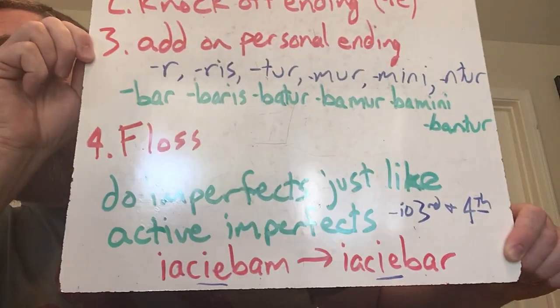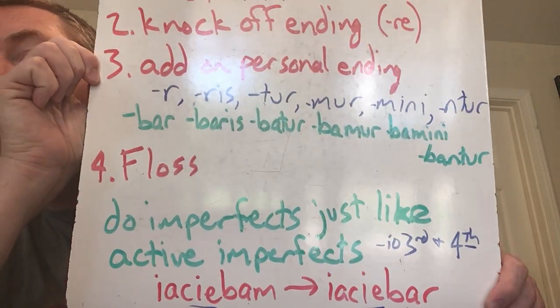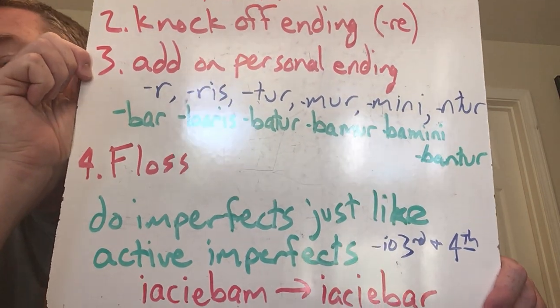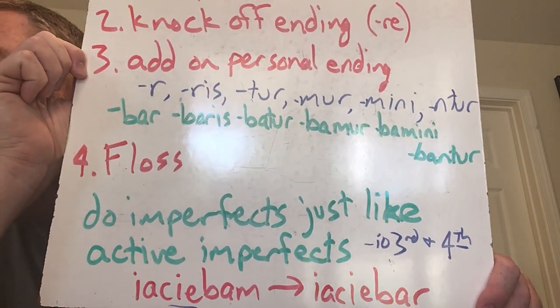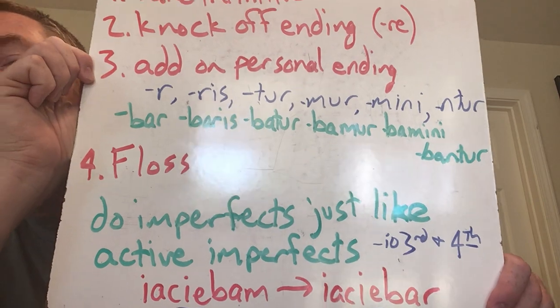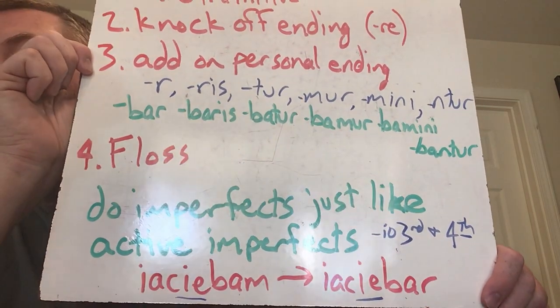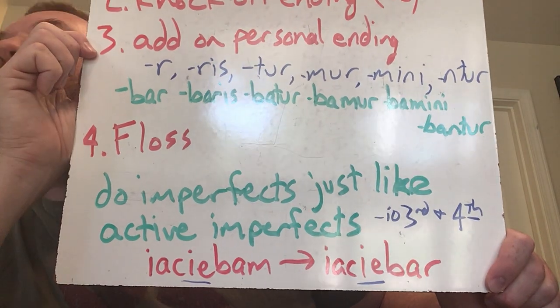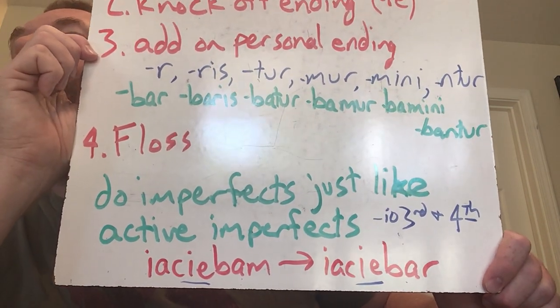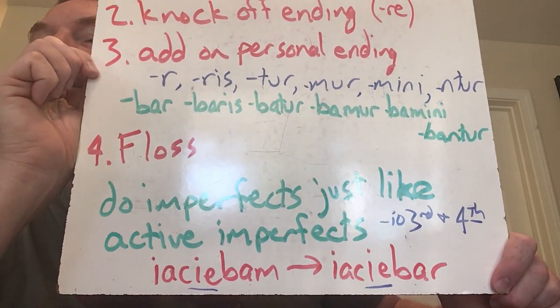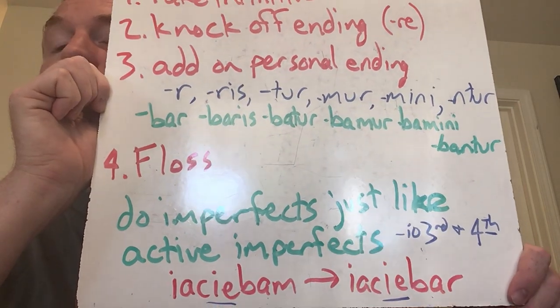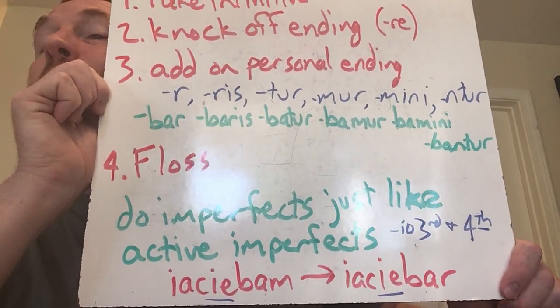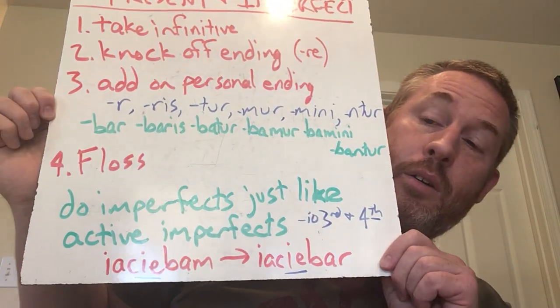Now, one other thing I do want to point out to you, you do imperfects just like you do active imperfects. So passives are not any different. IOs of the thirds and the fourths have that IE in there. So iaciebam goes to iaciebar. So anytime you'd have the EA in the imperfect, you're going to have the EA in the imperfect of the passives. So no real difference there, okay? Again, there's charts on page 24 for you to copy down.